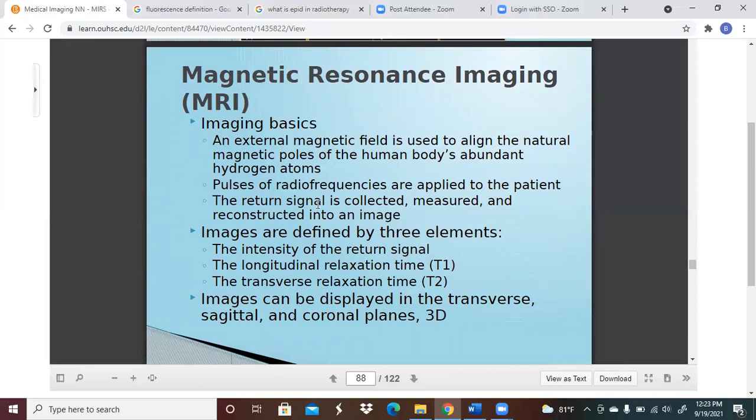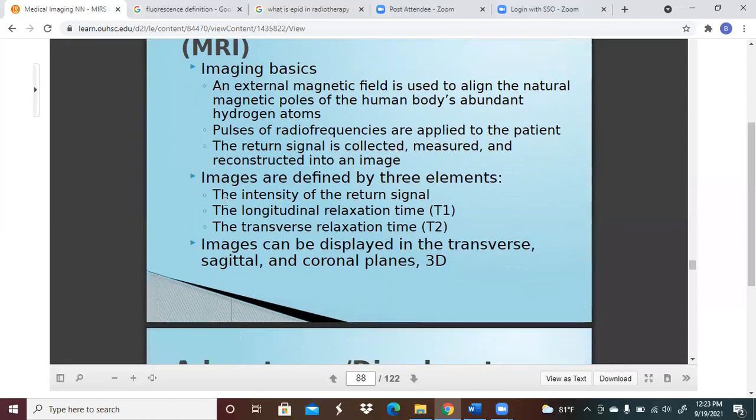MRIs. MRIs are basically an external magnetic field used to align the natural magnetic poles of the human body's abundant hydrogen atoms. And trust me, you got a lot of them. Pulses of radio frequencies are applied to the patient, and then the return signals of how those hydrogen atoms de-align are collected, measured, and reconstructed into an image.